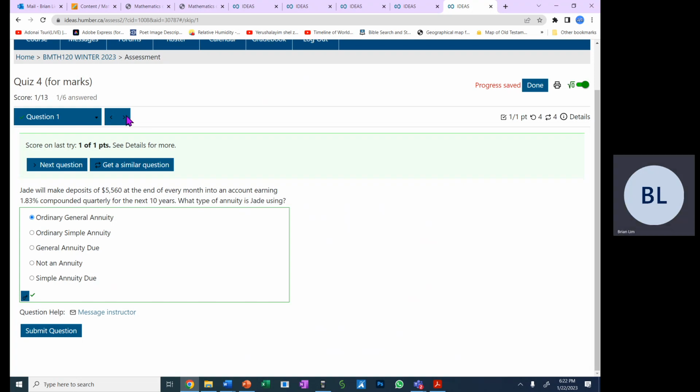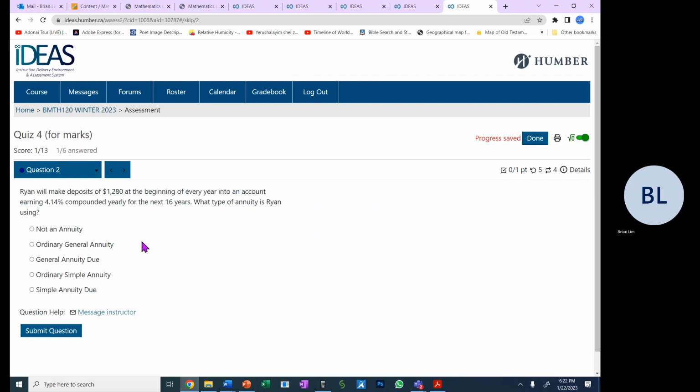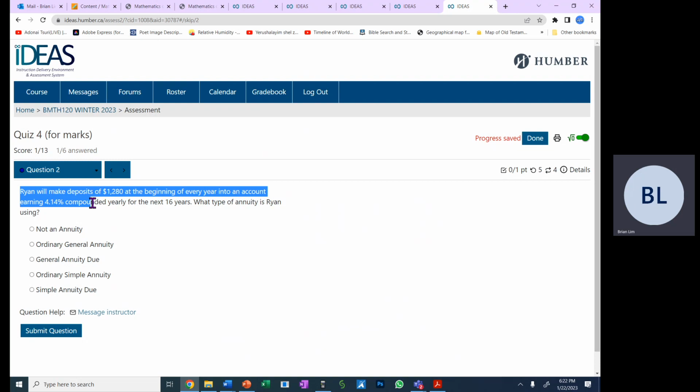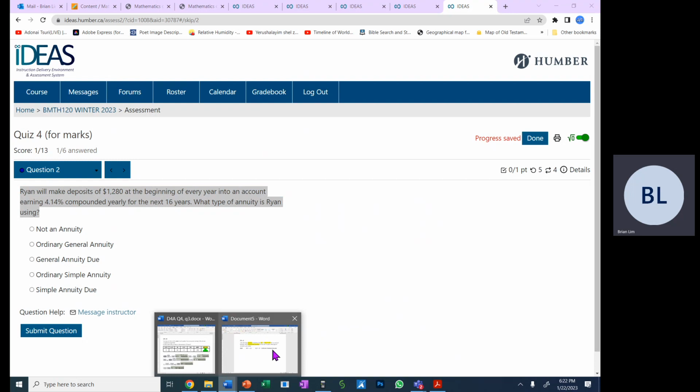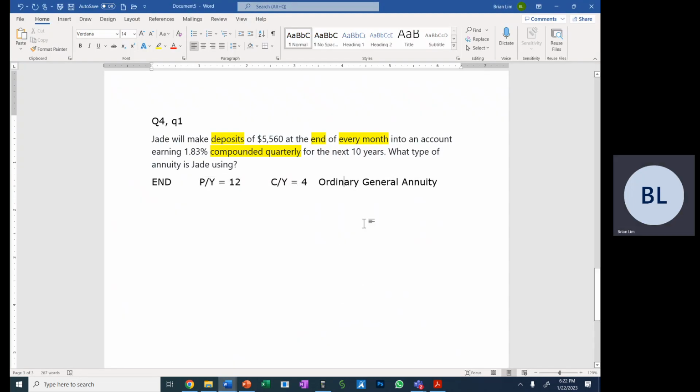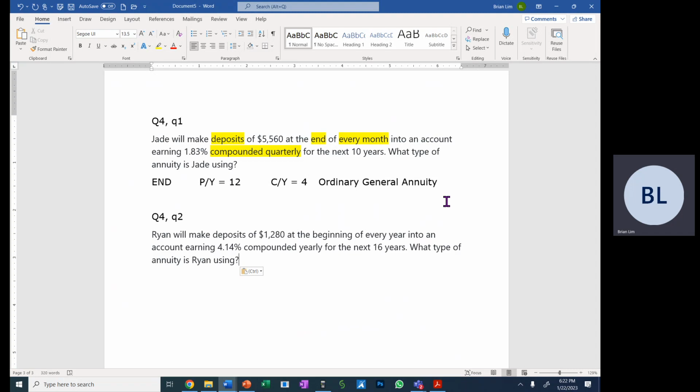All right, so let's go to question number 2. Okay, Ryan will make deposits of $1,280 at the beginning of every year into an account earning 4.14% compounding yearly for the next 16 years. What type of annuity is Ryan using? All right, so let's copy it and let us paste it in here. Okay, so there we are. We come down, and this is quiz 4, question 2, and we will paste it in there.